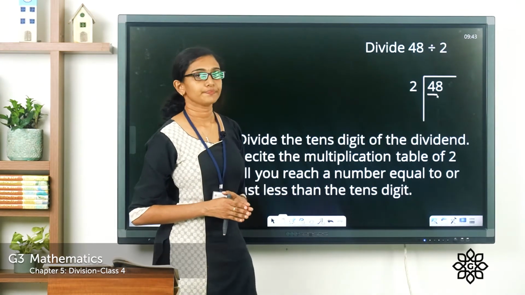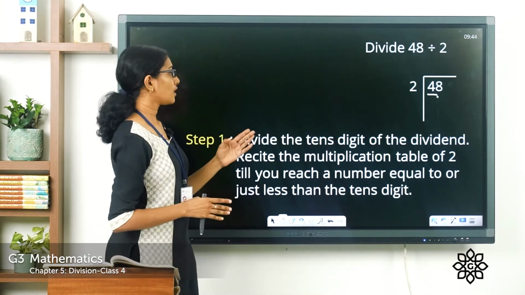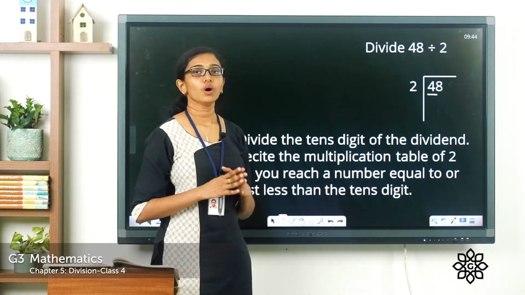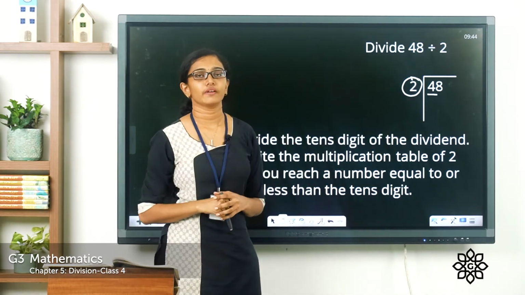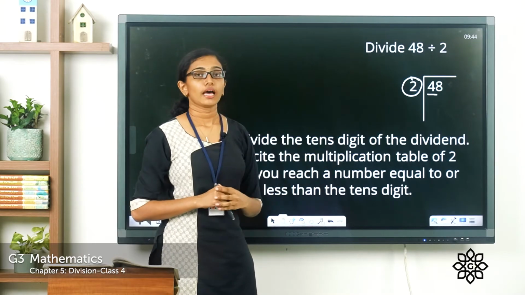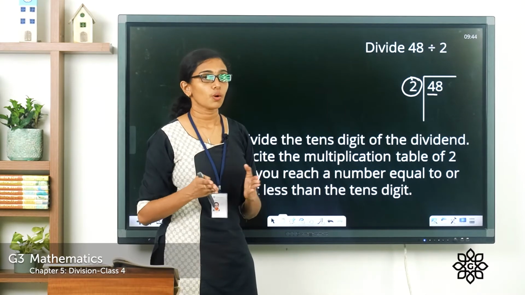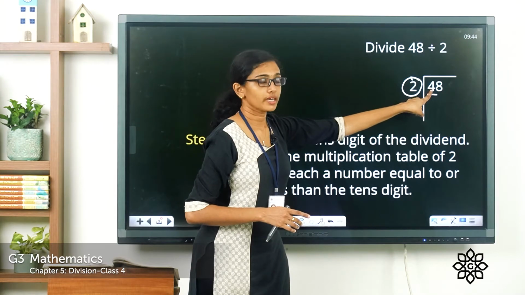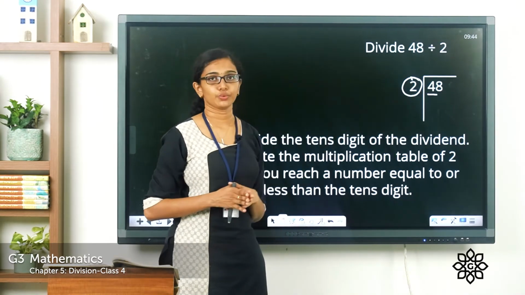Now what is the next step? You have to divide the tens digit, which is the digit 4 here, of the dividend. And then what you have to do? You have to recite the multiplication table of the divisor that you are given in the question. Which is the divisor given in this question? It is 2. You have to recite the multiplication table of 2. You are going to divide this tens digit, which is 4, by 2. We are going to do 4 divided by 2.